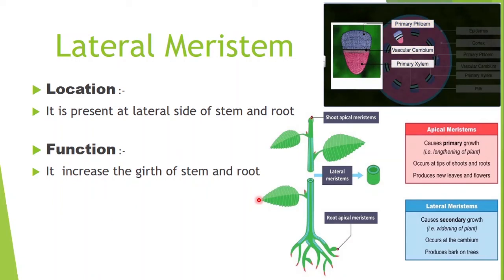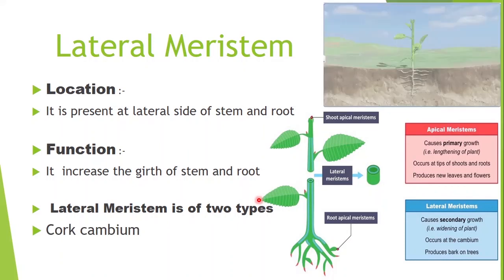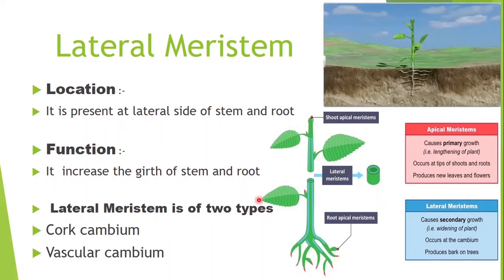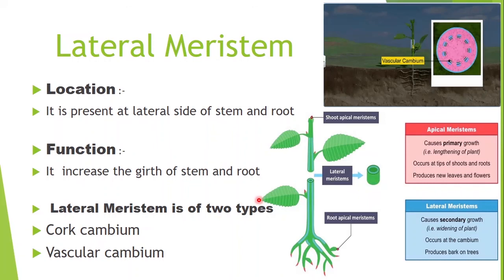And one thing more, your lateral meristem is of two types. First one is cork cambium and second one is vascular cambium. These two parts we will not deal with in class 9th. This part is dealt with in our higher standard classes.